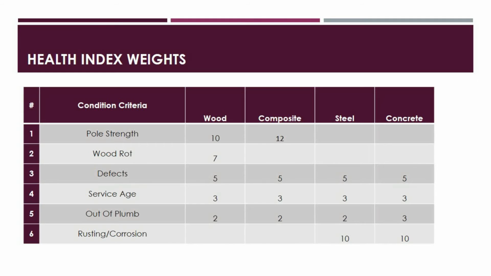Because the out of plumb situation may be easily repaired without replacing the poles, it is actually given a lesser weight. Now, lastly, rebar corrosion or concrete spalling on concrete poles indicate a loss of pole strength and are given a higher weight in the algorithm. And because the out of plumb situation may be easily repaired without replacing the pole, it is given a lesser weight.